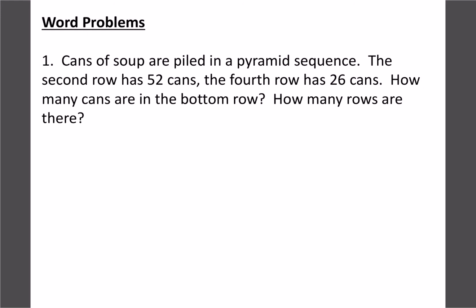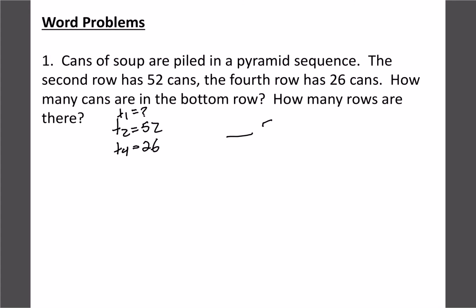So in this case it says we have a second row has 52, so our term 2 would be 52. Fourth row is 26, that's our term 4. And they want to know how many is in the bottom row, so we're looking for term 1. Okay, and then they want to know how many rows are there if we just keep on going. So let's start with that.